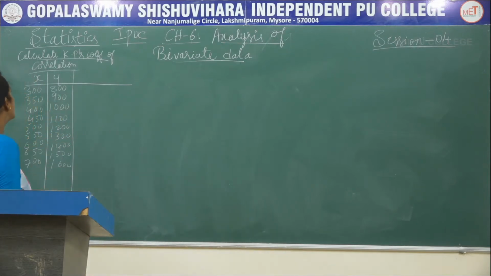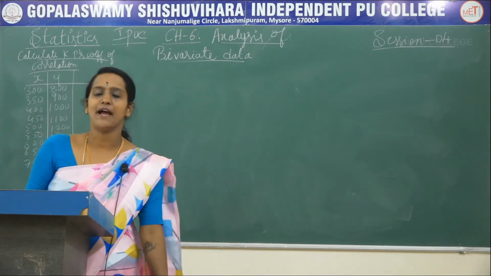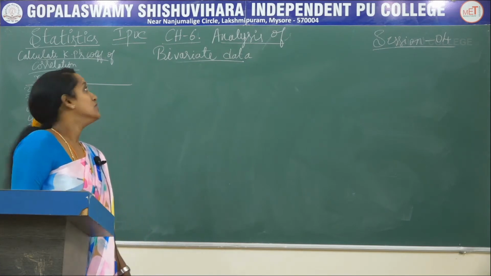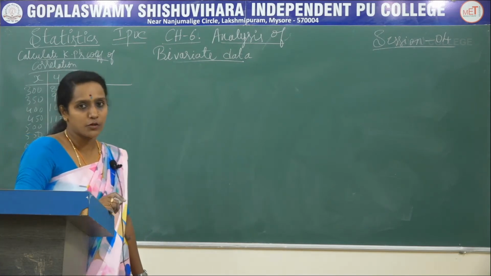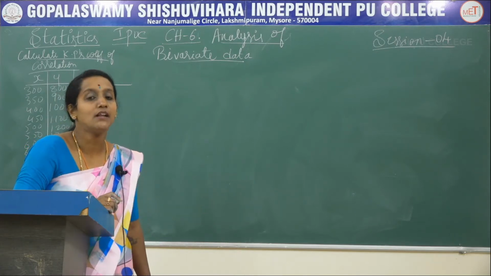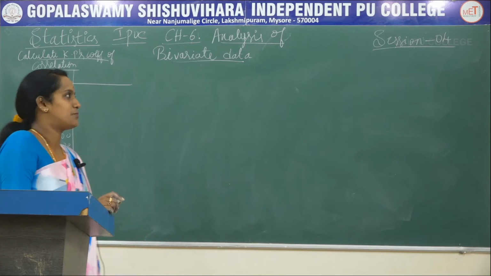This is the problem. They have given the two variables x and y. In the x and y variables, the values are quite large, so we are going for the deviation method. Already we have studied what we mean by the deviation method. The same thing we are following in this problem.